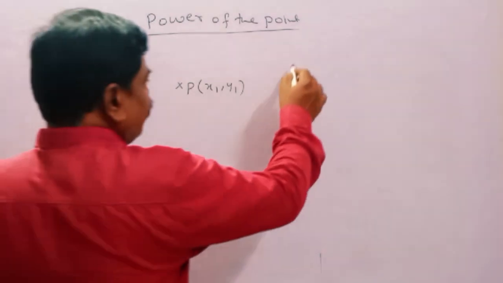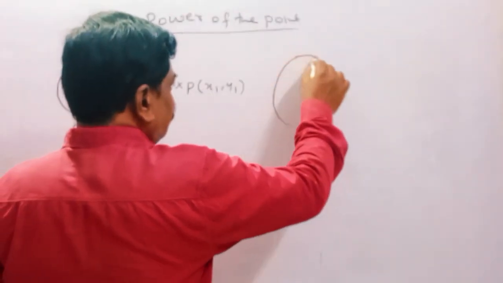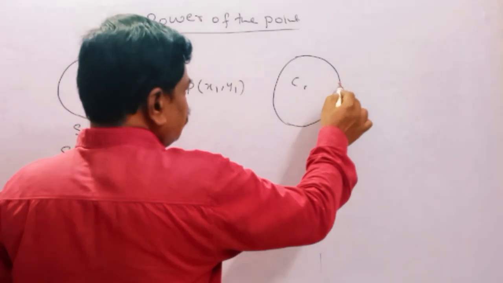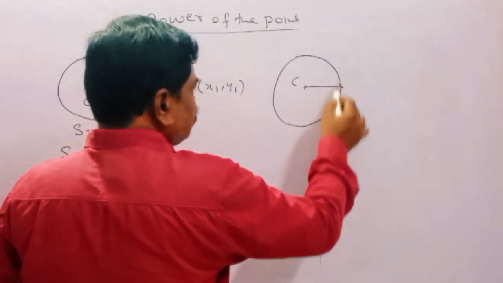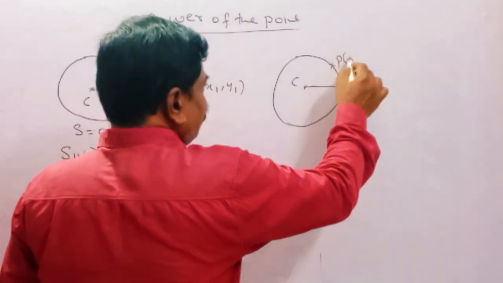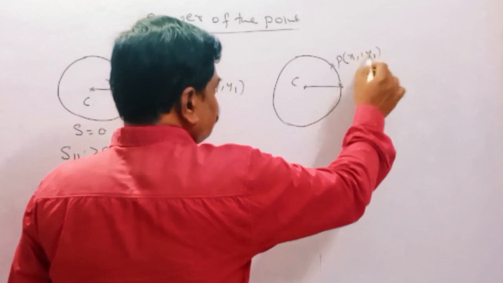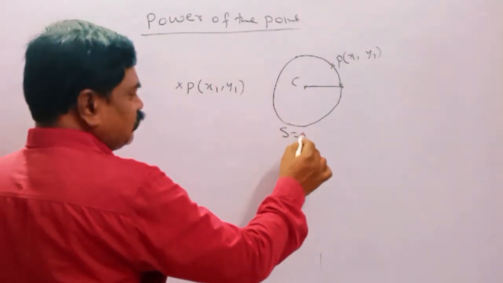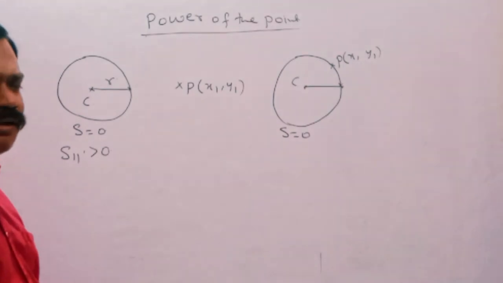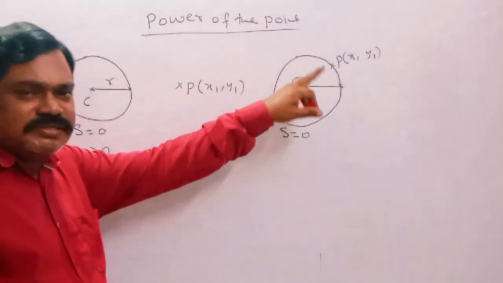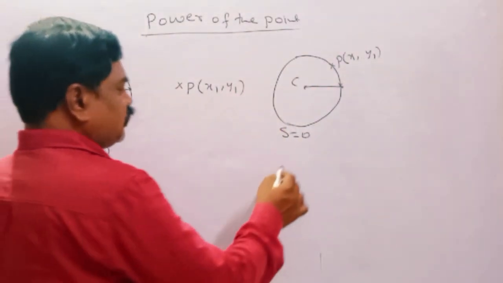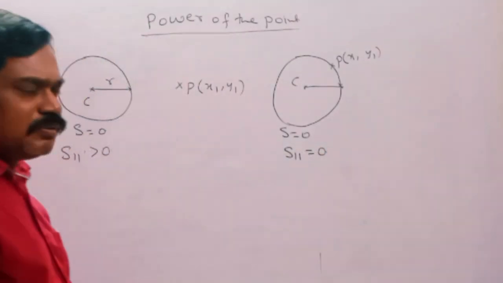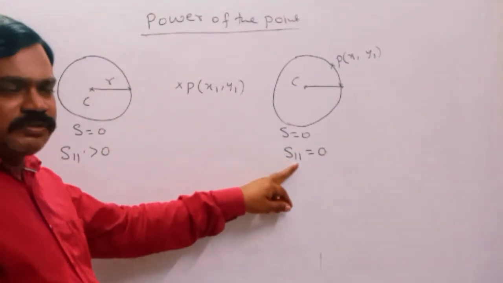And one more point: this is the circle, this is the center of the circle, this is the radius of the circle, and this is the point (x1, y1). In this case, this is S equal to 0. The point is on the circle, then S11 equal to 0.